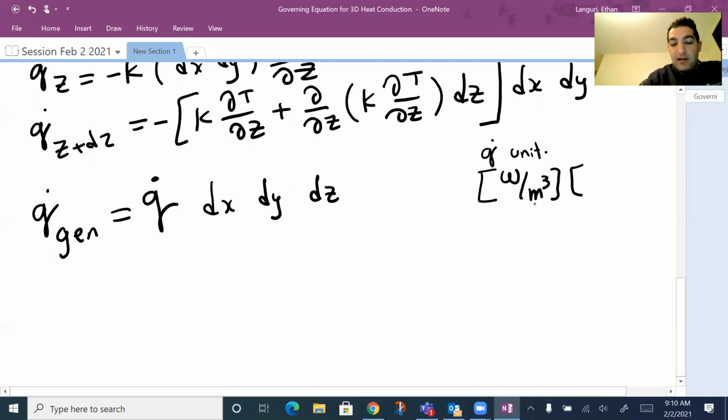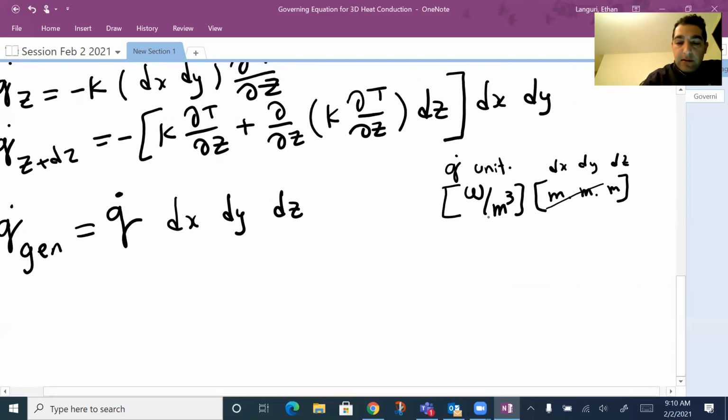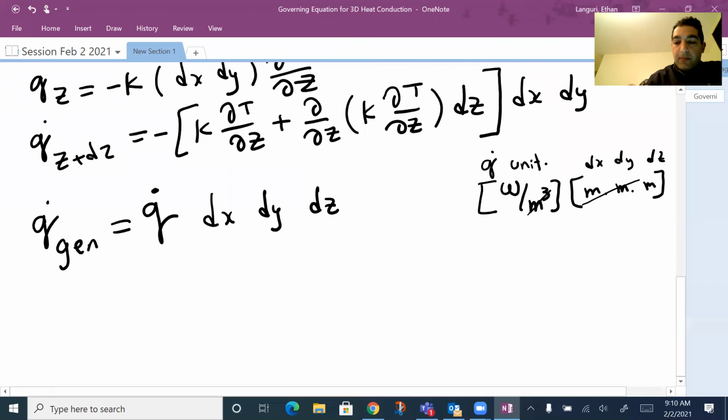So we can cancel out this meter cubed. dx, dy, dz are simply meter, meter, meter, so meter cubed. These will cancel out, and at the end, I have the unit of q dot gen as watt, which is consistent with the other terms in the same equation. So that's what I have in terms of q dot gen.